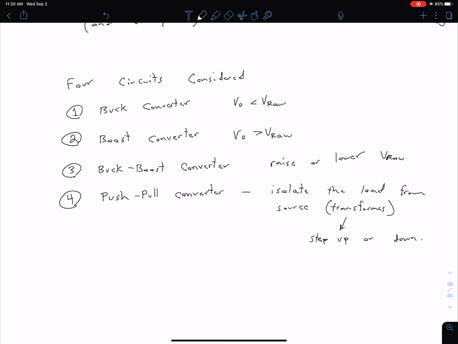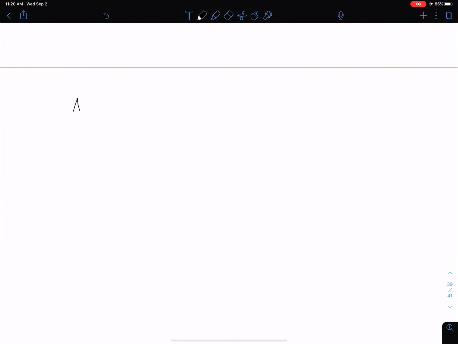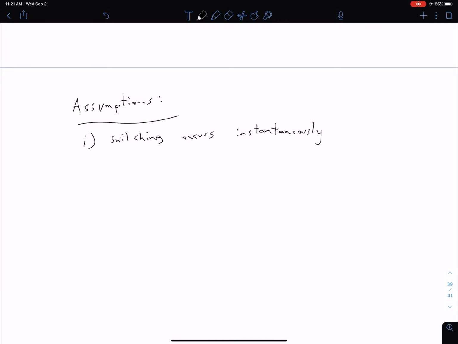So a few assumptions that we're going to consider unless mentioned otherwise. We are going to come back, particularly for our buck converter, and look at a more complete example, but at least for our initial analysis, we're going to make a few assumptions. Our first assumption is that our switching occurs instantaneously. Like we talked about in our previous videos, we talked about power consumption, and we have some on switching time and some off switching time. Now we're just not considering that. We're saying that switching happens immediately. So as soon as we say on, 0 nanoseconds later it turns on.